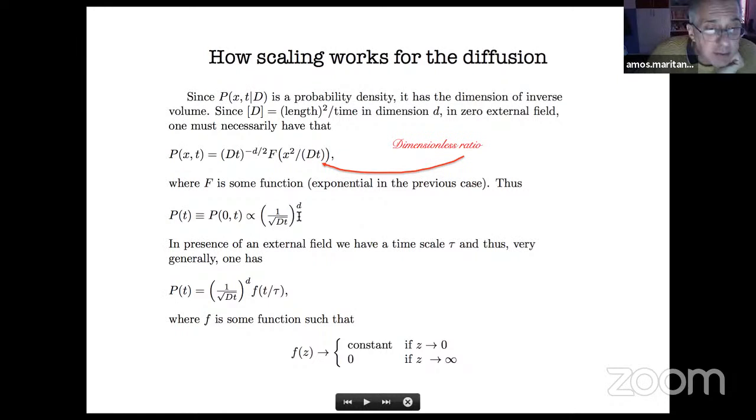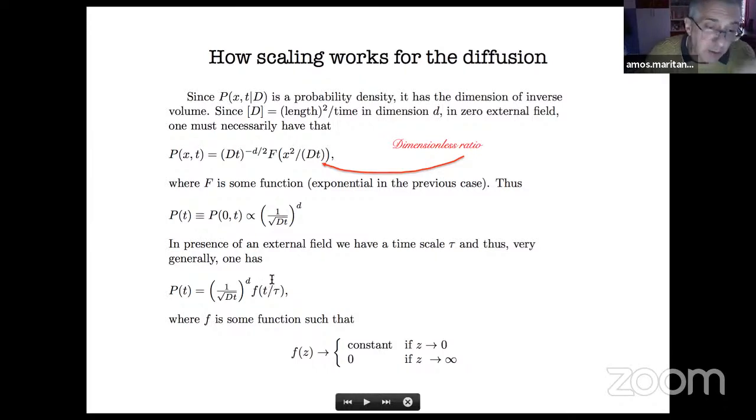In the case that we have an external field in the problem, meaning that we have an average velocity entering the problem, then we have another time scale through the velocity and the diffusion constant that I showed you before. And so a new time scale tau is introduced. And so this p of t now can have an extra dependence on time through a function of the dimensionless ratio, which is t over tau.